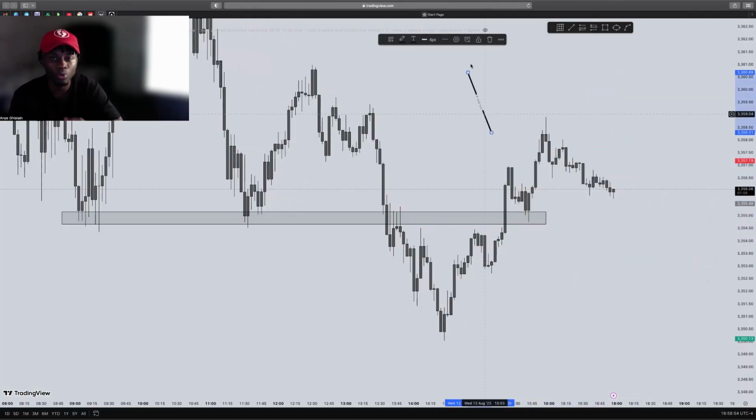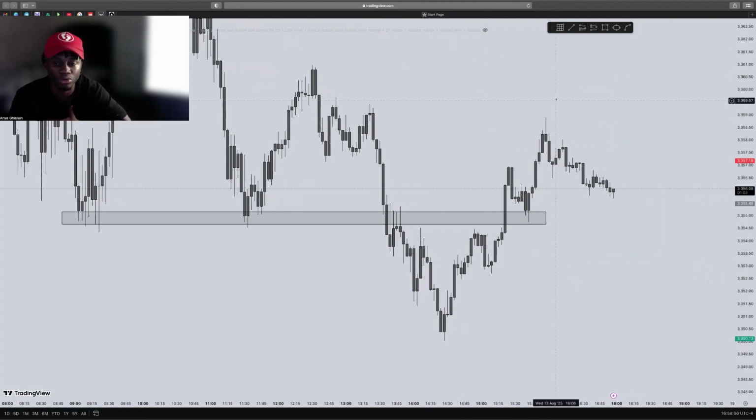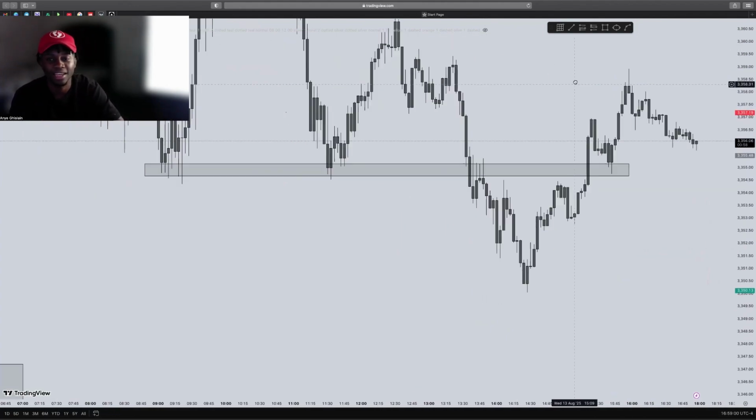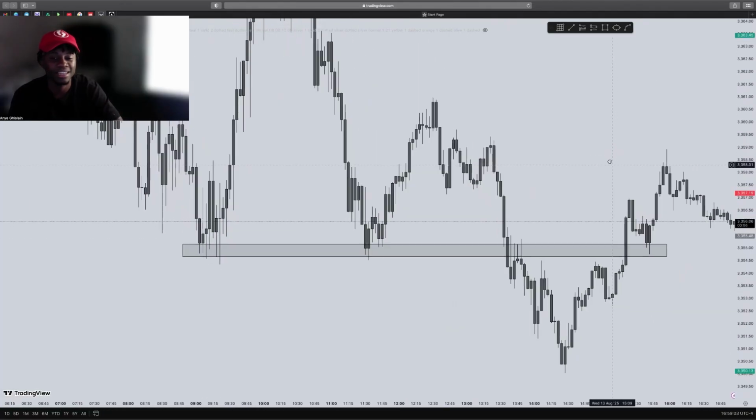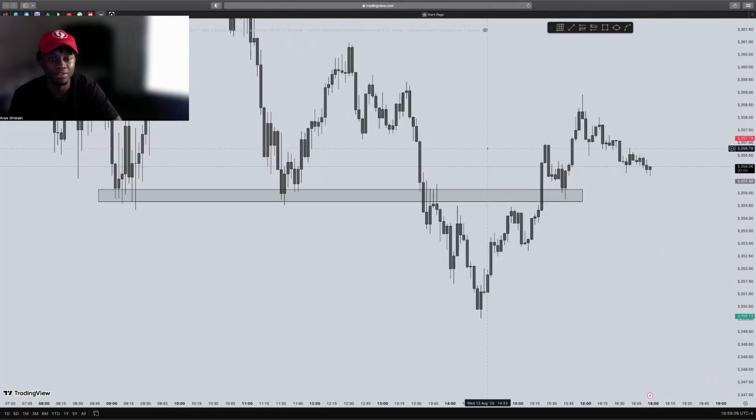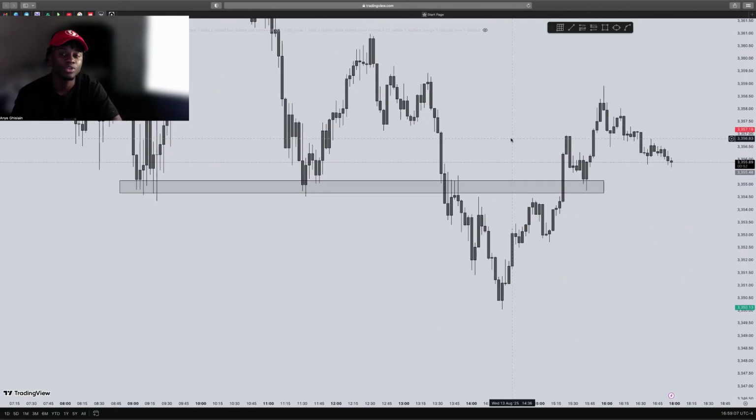Now, what am I looking at? What are my future plans for gold? Nothing. There's nothing yet to look at. This level has already expired. I have to start looking for new levels to trade.